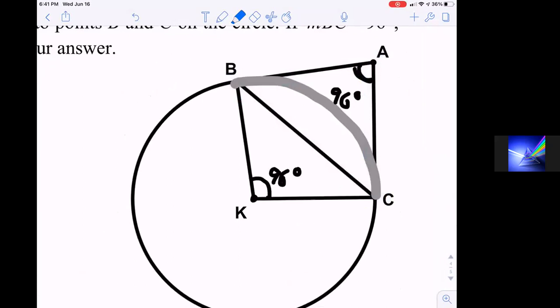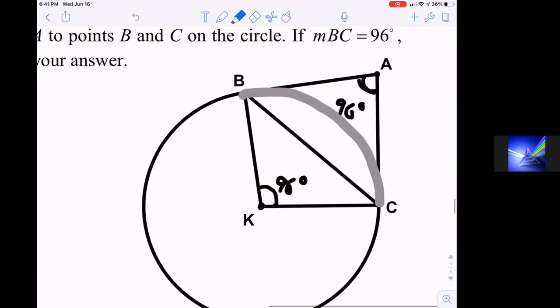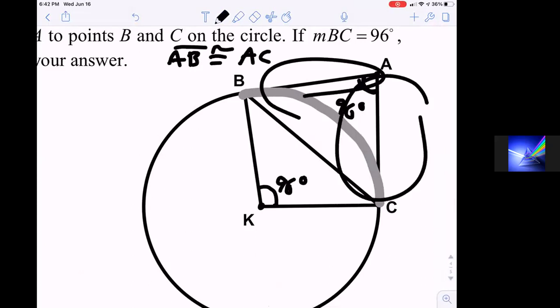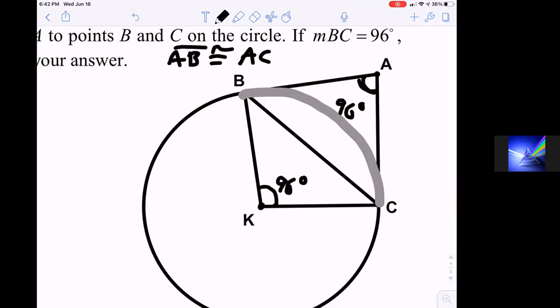Well, one thing I know is that those two tangent lines are intersecting at the same point. So I know that AB is equal to AC. I know those are congruent. AB is congruent to AC because those two tangent lines are congruent to each other because they intersect at the same spot. Well, that's helpful because that creates what's called an isosceles triangle. That means this angle here is also the same as that one there.